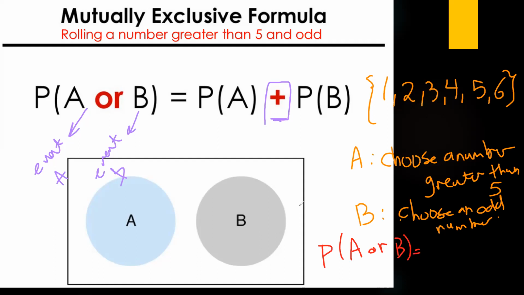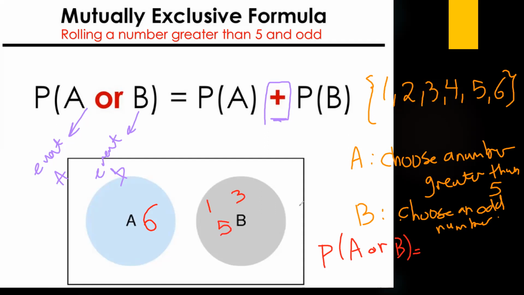What's the number that's greater than 5 or odd? The number greater than 5 is 6, and odd numbers are 1, 5, and 3. So let's now draw the circles. Event A is choosing a number greater than 5. What are the numbers greater than 5? They are 6. And odd number, 1 or 3 or 5.